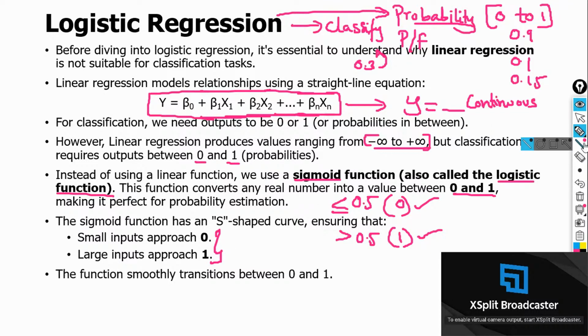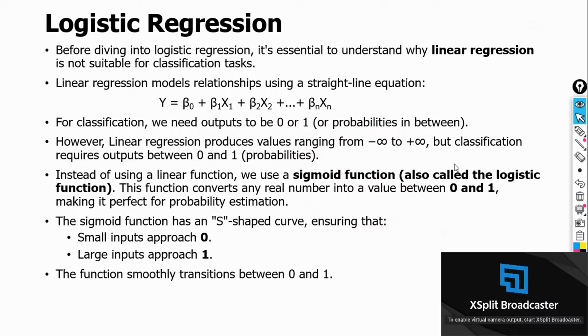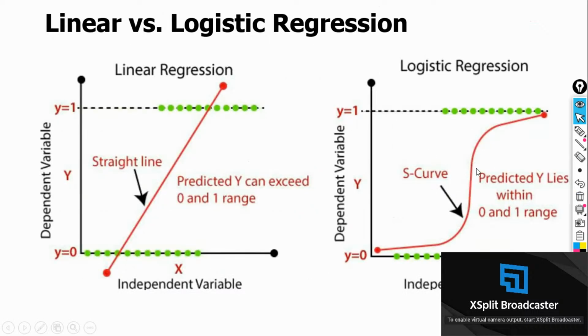So let us understand the graph. I'm comparing linear and logistic regression in one frame. Now I hope it makes more sense. If you observe linear regression, on the x-axis I'm taking the independent variables, the x values, and on the y-axis I'm taking the dependent variable.